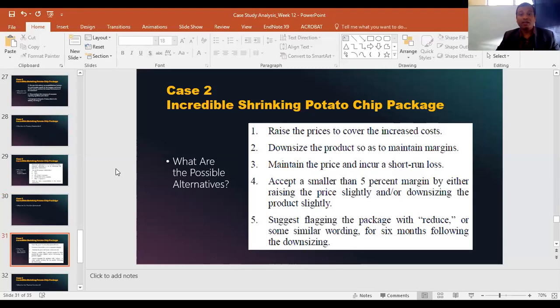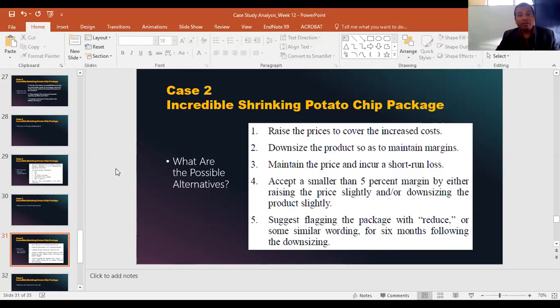The second option could be to downsize the product in order to maintain the margin. Although there is not much gain, at least it maintains that margin profit level, by just downsizing the package size, because the case says that it is quite natural and obvious in the industry. So that is the second option.